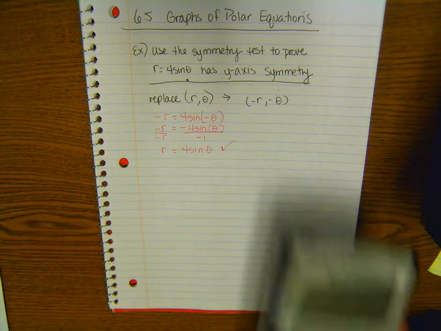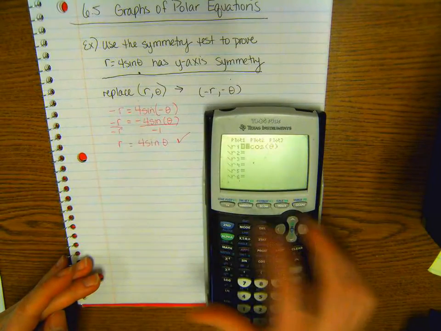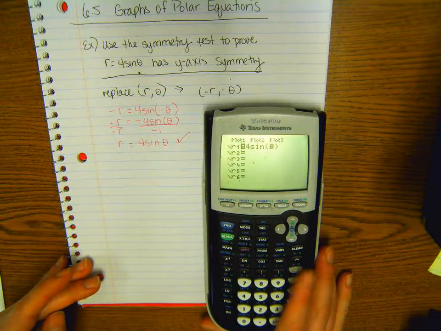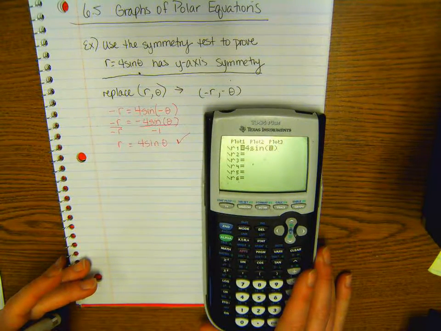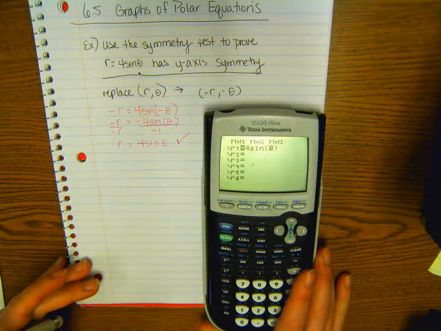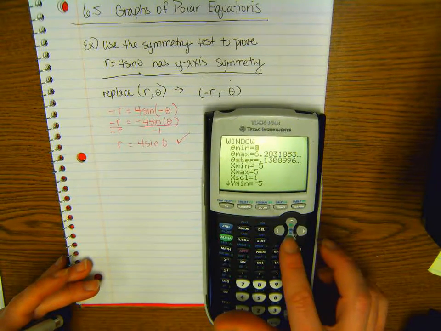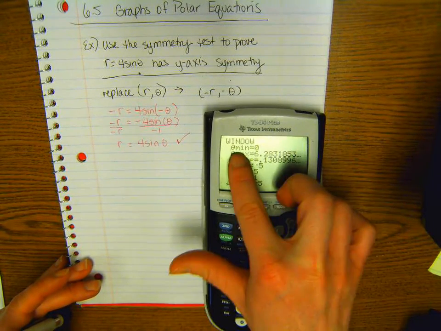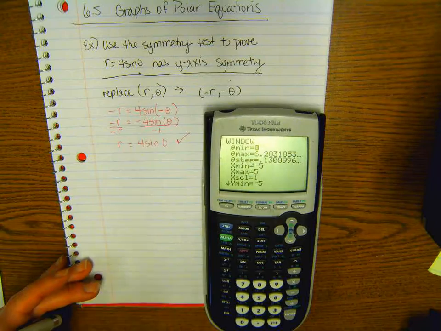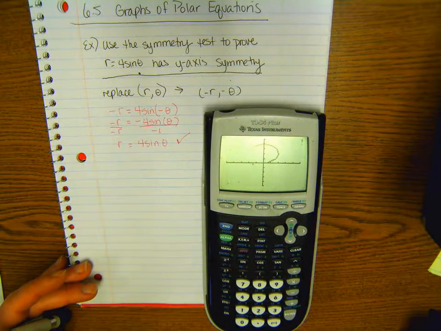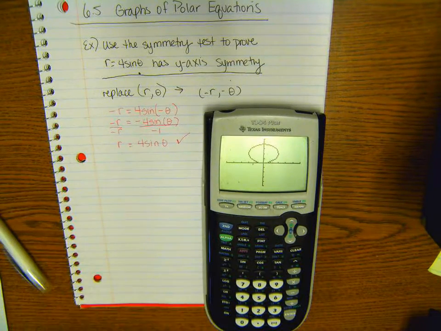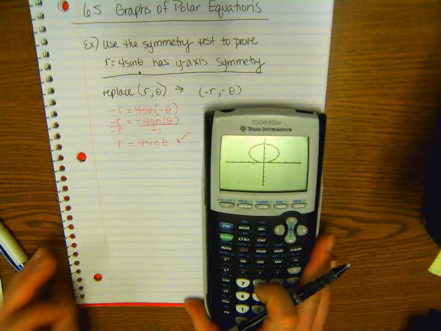Let's just take a look at what this looks like for a minute. So I'm going to take a look at 4 sine theta and see once it's graphed that it has y-axis symmetry. And I'm going to make sure I'm in radian mode, which I'm not. And when I'm in radian mode, I do my theta from 0 to 2 pi because that will give me 1 full rotation. Okay. Does that have y-axis symmetry? It does. Yep. This is actually a circle. All right.